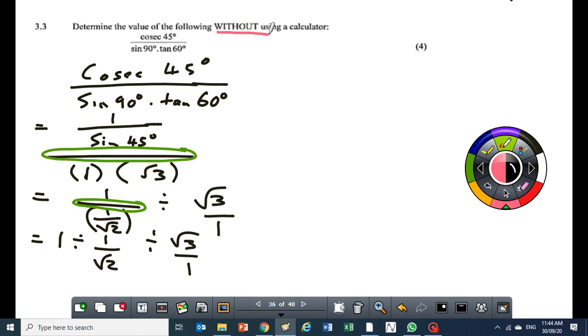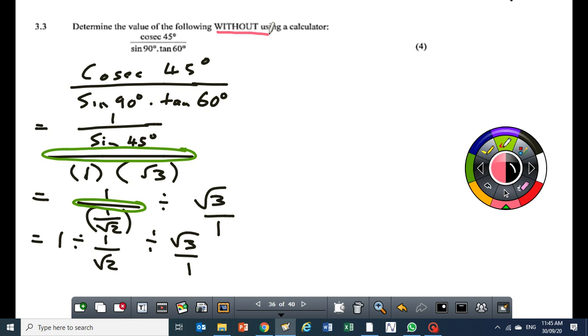Alright, so here we have 1 over sine 45 divided by 1 times square root of 3. 1 times square root of 3 gives you what? Square root of 3. Okay? But here, what I did was, this is my main division line. So I introduced division in place of this division line here. That's why I used a different color, so that you can see what I'm doing. This division line I replaced by a division sign. And I multiplied 1 by square root of 3, and I got square root of 3. The denominator there is going to be a 1.